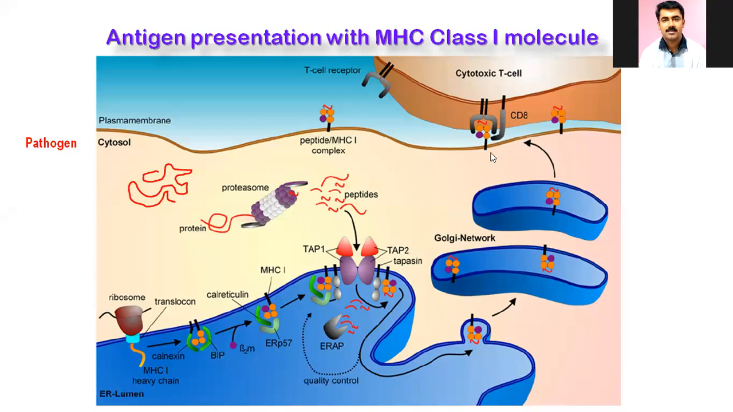Now the MHC class 1 molecules are recognized by cytotoxic T cells. Once they bind with the help of TCR, that is T cell receptors, these cytotoxic cells get activated, and then they differentiate into memory cells as well as CTLs. The CTLs can come back and kill these infected cells, or they can also release different kinds of ligands, death ligands.